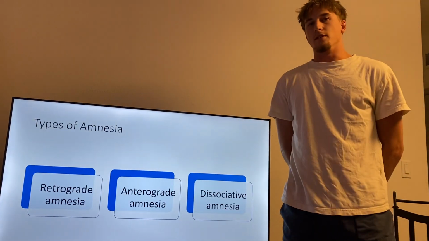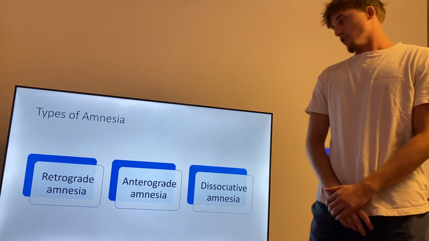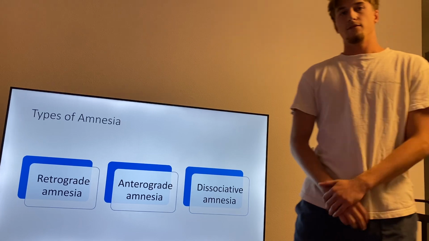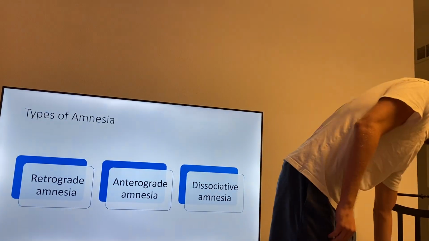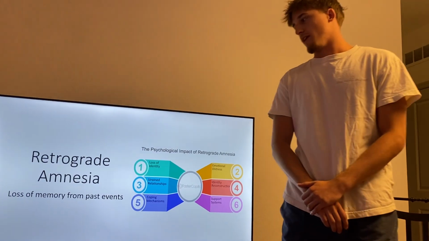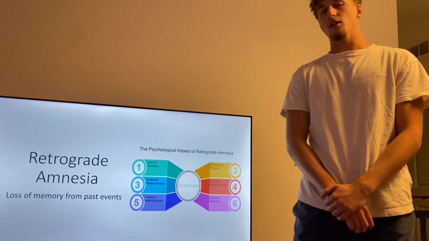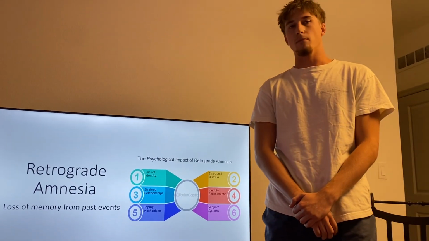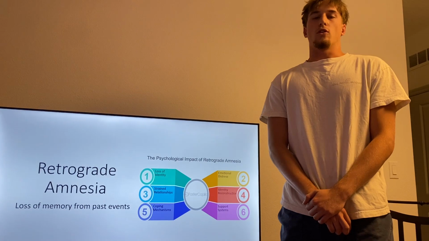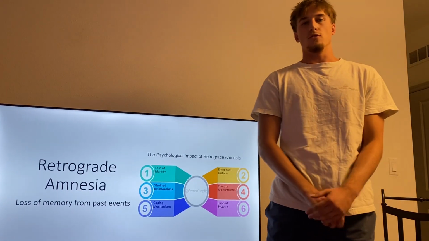So going into the certain types of amnesia, we have retrograde amnesia, anterograde amnesia, and dissociative amnesia. Jumping into retrograde amnesia, this is the type of amnesia that causes a loss of memory from past events. So this would mean a person can't recall the events or the days leading up to a certain event.